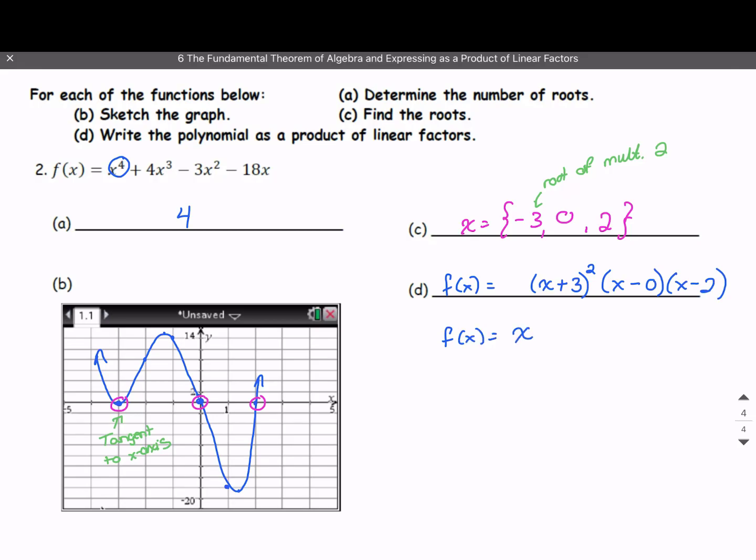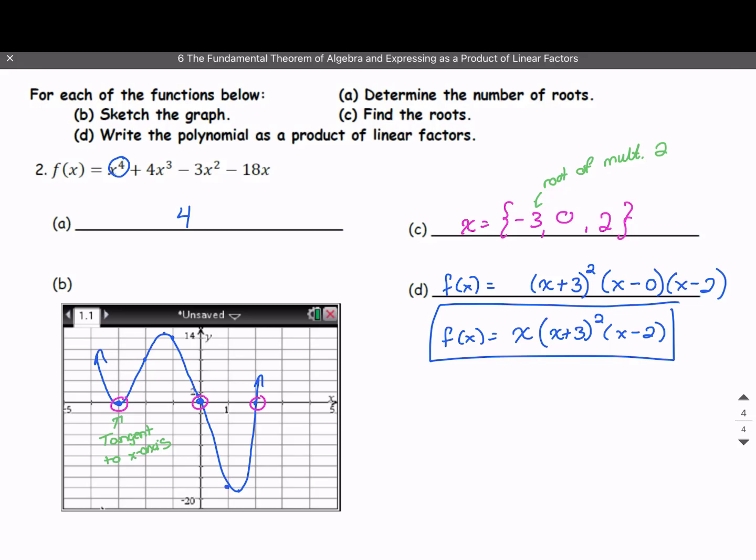We are never going to leave x minus 0 as a factor. You're going to write that as x, and you're going to put it in the front, so it's in standard form. F of x is x, and then we have x plus 3, quantity squared, times the quantity x minus 2. And this is the proper way to factor that quartic. Not so bad for a 4th degree polynomial to factor.